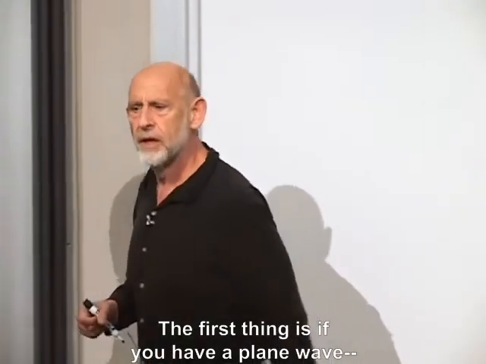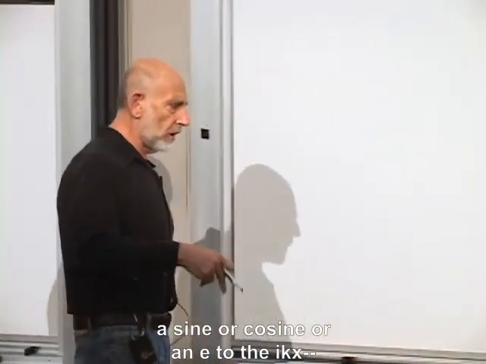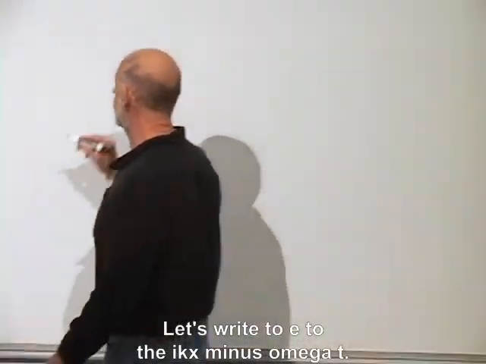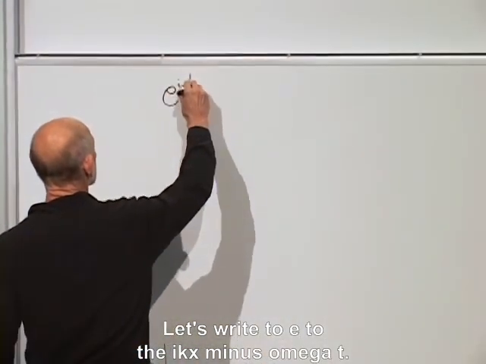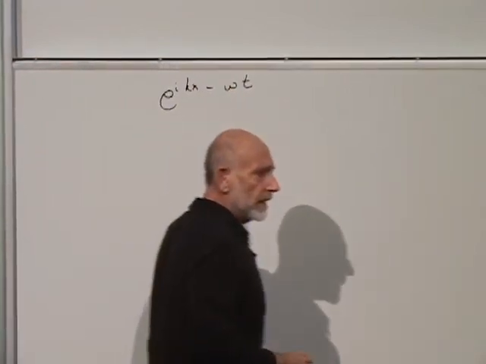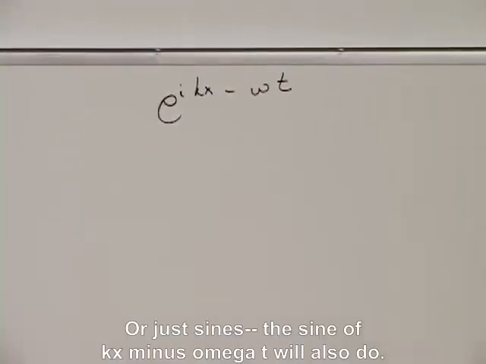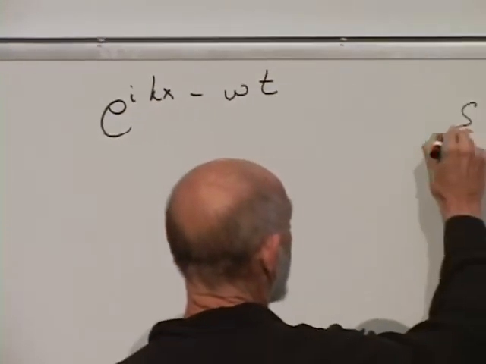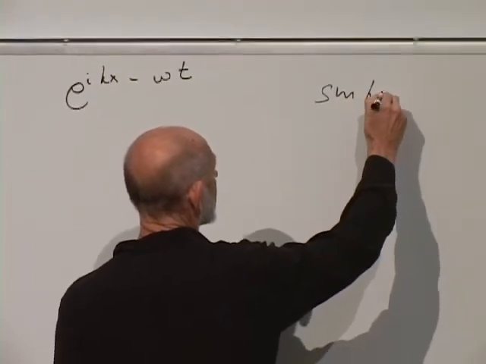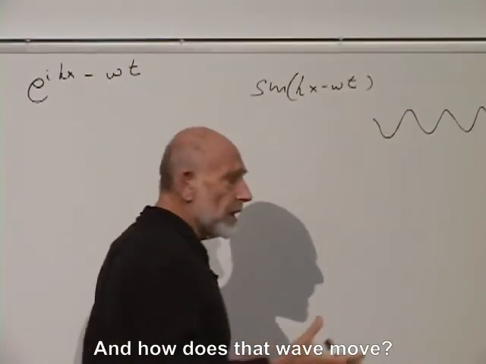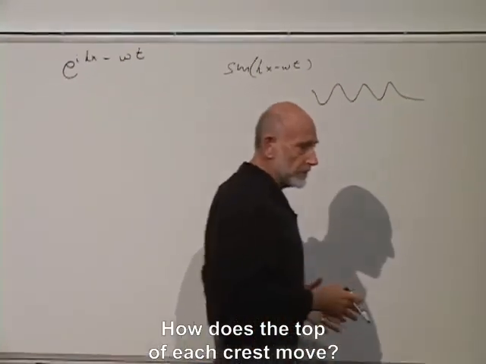The first thing is, if you have a plane wave, a sine or a cosine or an e to the ikx, and that's all, just e to the ikx, let's write e to the i(kx minus omega t), or just sines. The sine of kx minus omega t will also do. In fact, let's just write that. Sine of kx minus omega t. Looks like that. And how does that wave move? How does the top of each crest move?